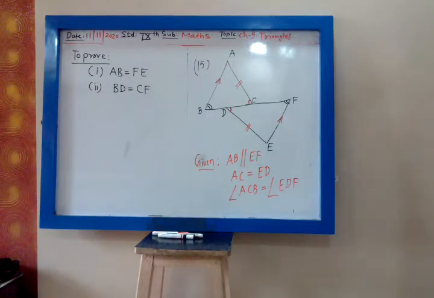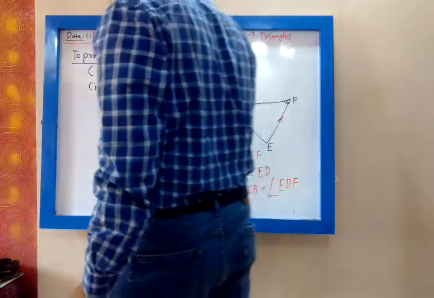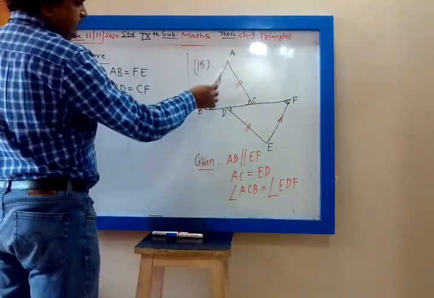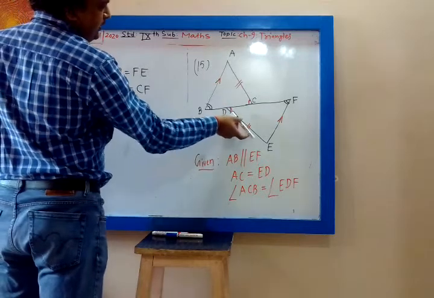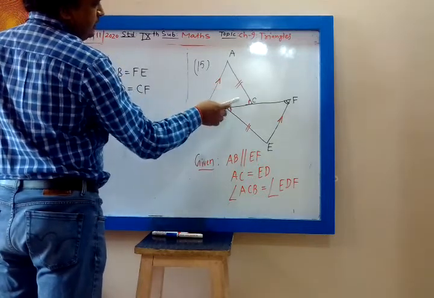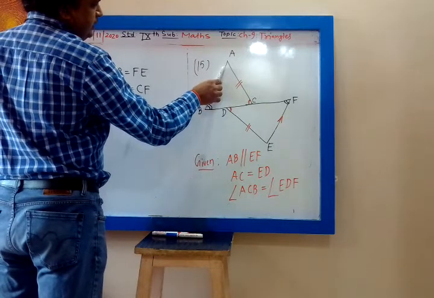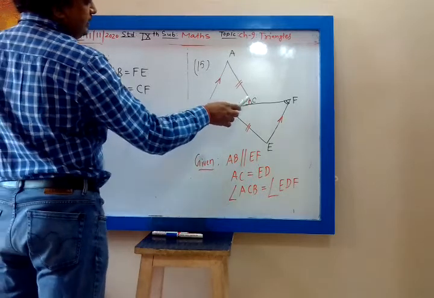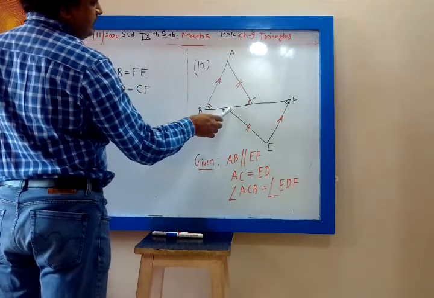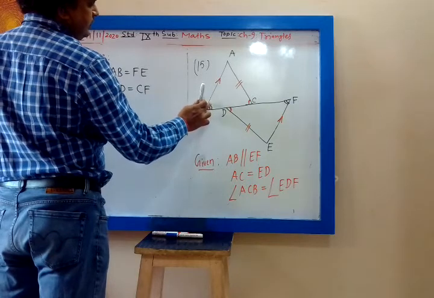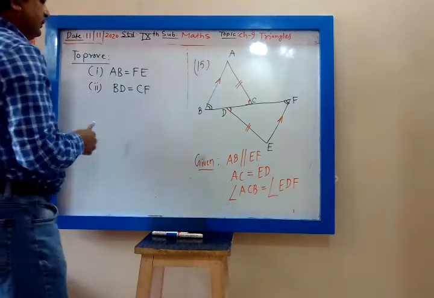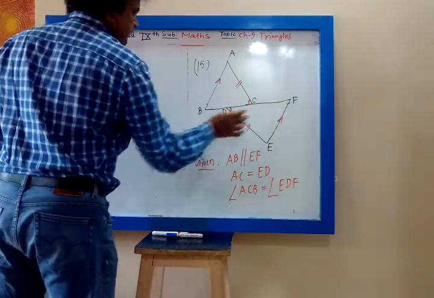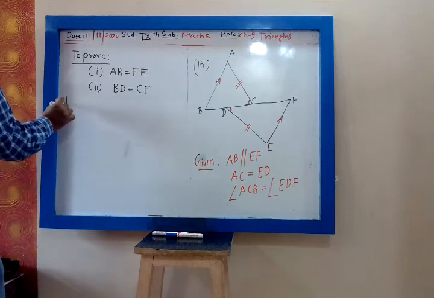AB is parallel to EF, it is given. AC is equal to DE. They are given equal. Parallel does not mean they are equal. And angle C is equal to angle D, it is given. Angle B is not given equal, remember. So now we write the proof.